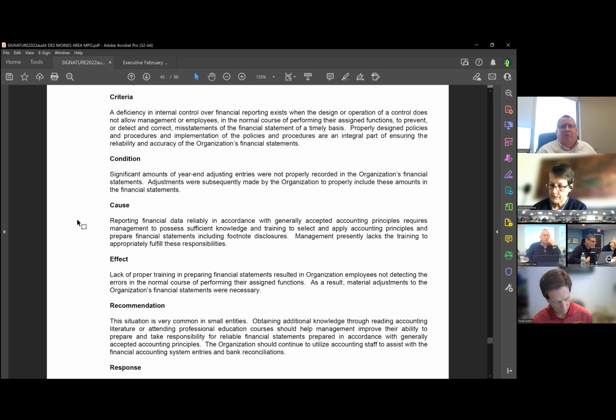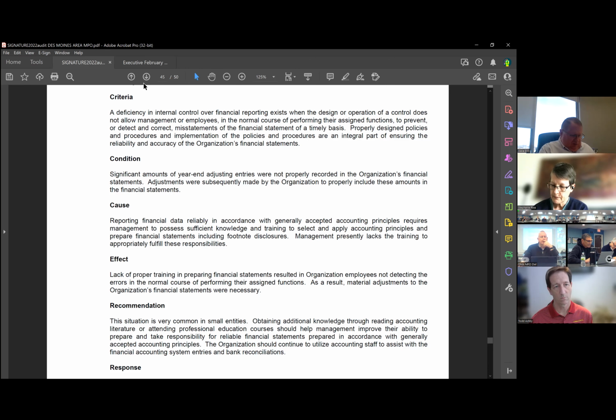The major one was obviously the new lease standard, which wouldn't necessarily be expected to be known by staff there, but those are some of the entries that we make. The cash basis financial statements, there weren't any adjustments to those. It was more the cash to accrual adjustments that we were doing.